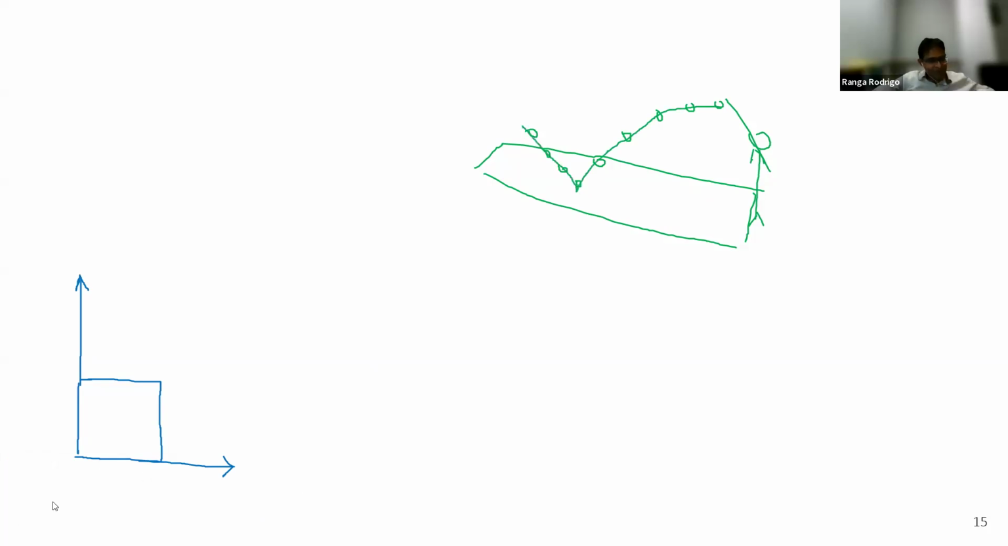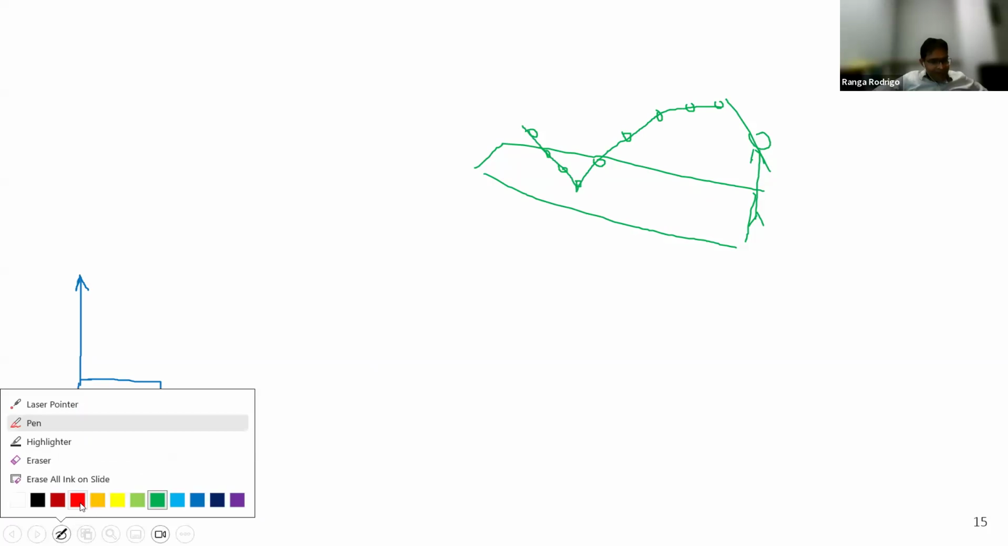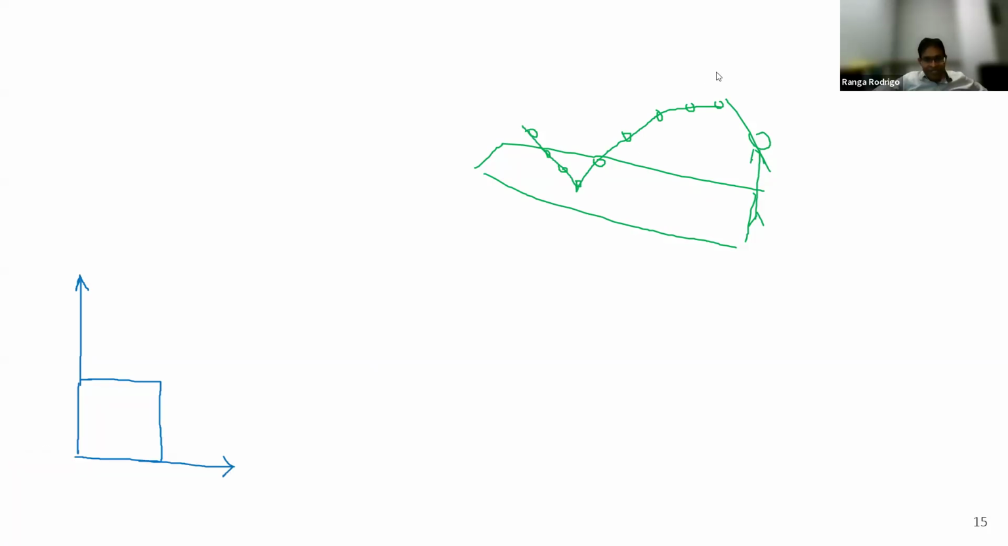So you can see at different times. Let's call it t equals 0 milliseconds. t equals, I don't know, 10 milliseconds. t equals 20 milliseconds. t equals 30 milliseconds and so on. Okay, so the ball travels like that.